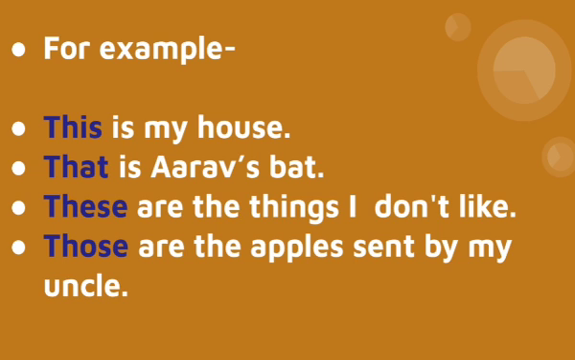For example, this is my house, that is Arav's bat. These are the things I don't like. Those are the apples sent by my uncle. Here, all the highlighted words are demonstrative pronouns.